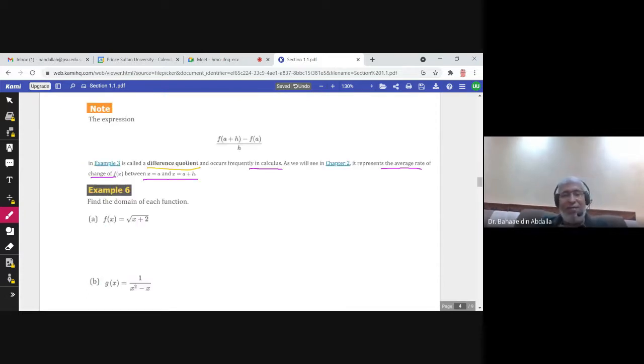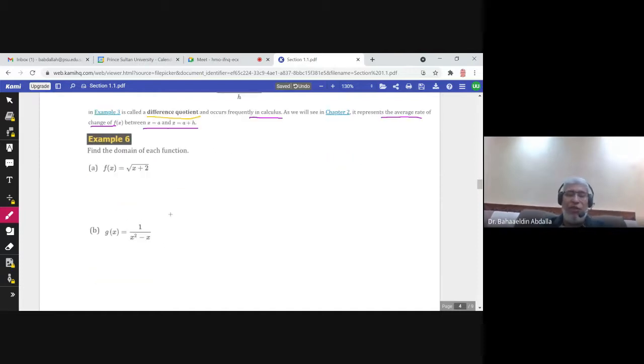Let us solve example 6. Find the domain of each function. The domain is the set of all possible values of x.